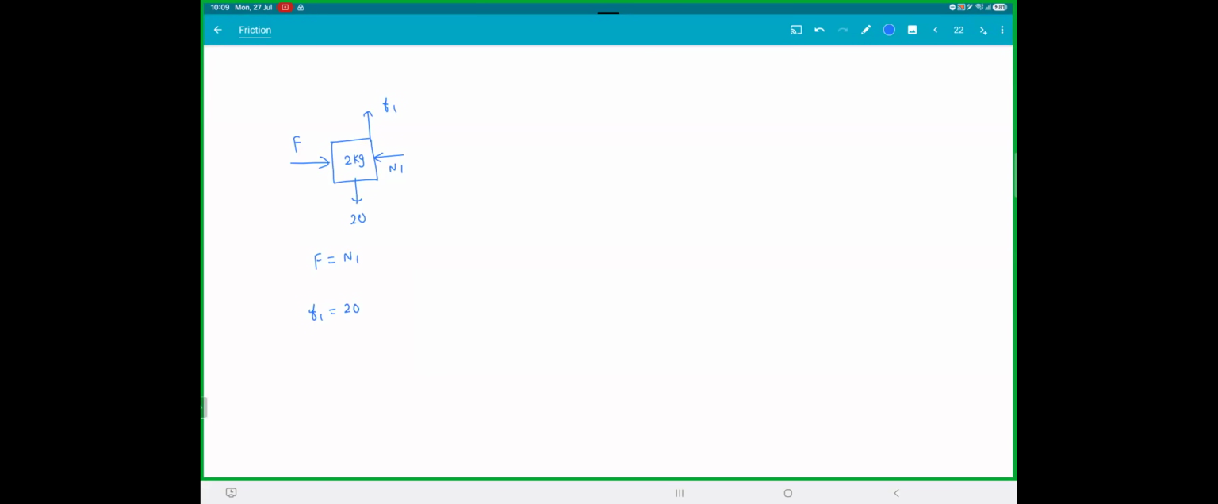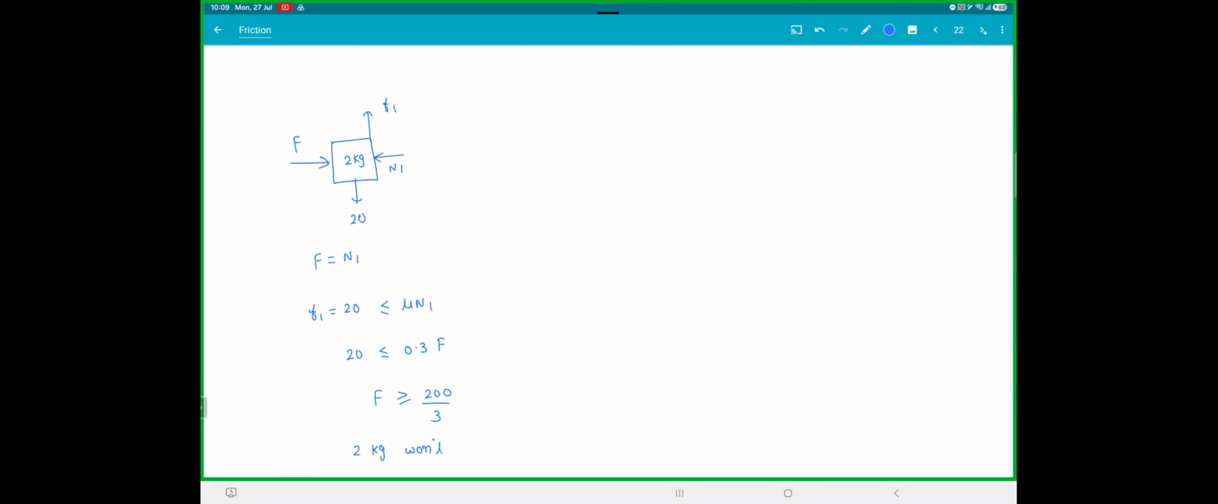Don't write mu S N and all. F1 is less than 20. Since it is not slipping, it should be definitely less than or equal to mu N1. Getting it? If it is not slipping, friction is less than maximum. So we will get 20 is less than or equal to mu, which is 0.3, into F. So we got F is greater than or equal to 200 by 3. This is 66.7. So this is saying if you give me 200 by 3, I will make sure 2 kg won't slip.